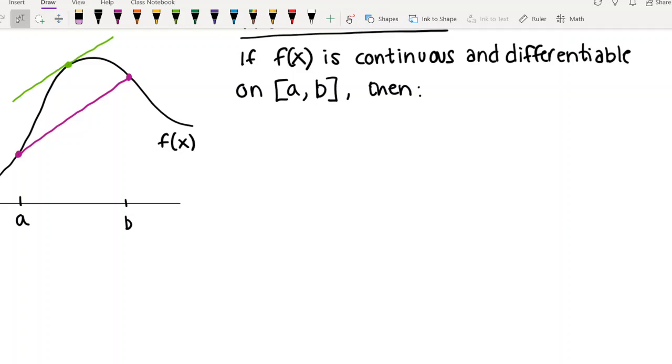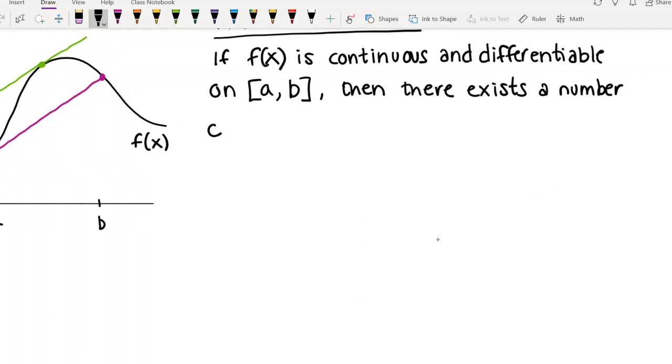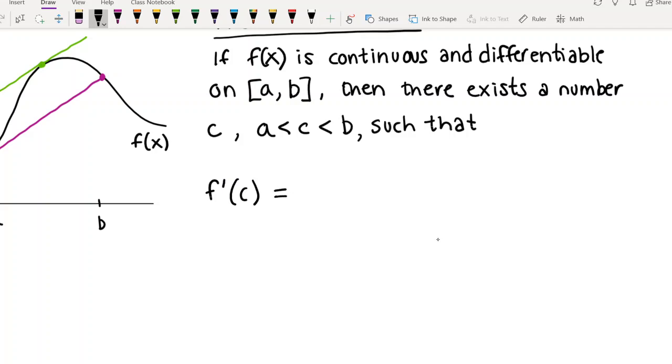Let me write one more thing here. So there exists a number C, which is between A and B, such that f prime of C is equal to f of B minus f of A over B minus A.